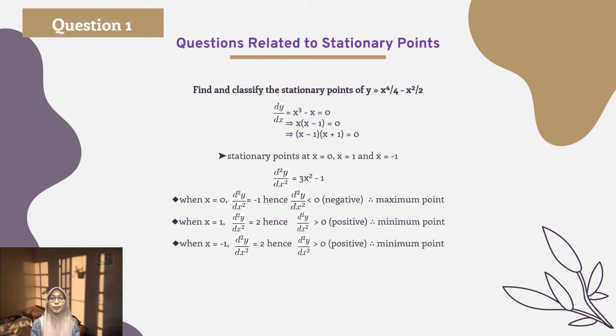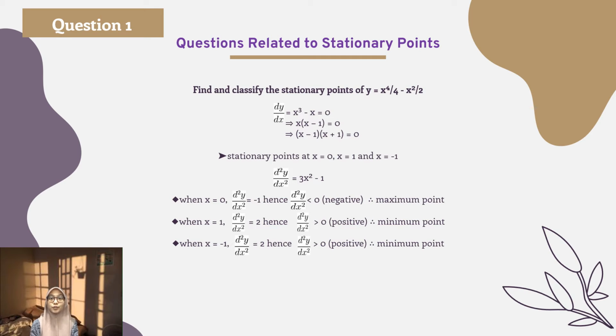So dy over dx is equal to x cubed minus x, which is equal to 0. So, x in brackets x squared minus 1 is equal to 0. And then we need to factorise further, that is x minus 1 multiplied by x plus 1 is equal to 0. Therefore, we have stationary points at x equal to 0, x equal to 1, and x equal to negative 1.